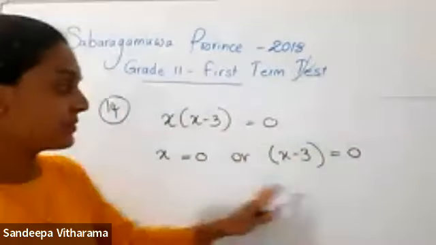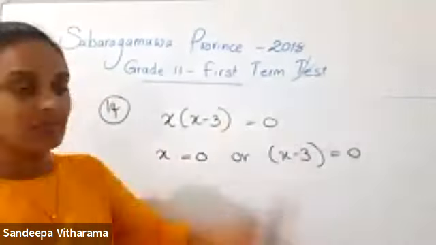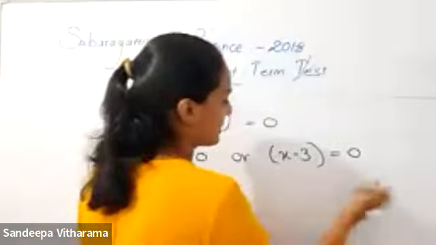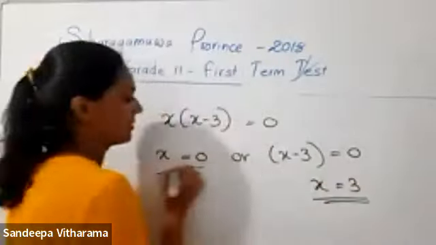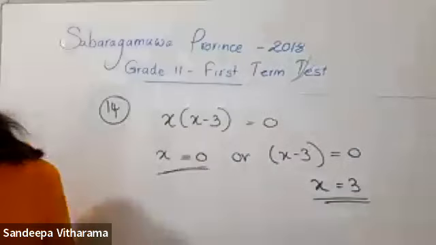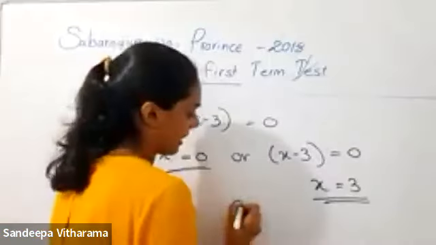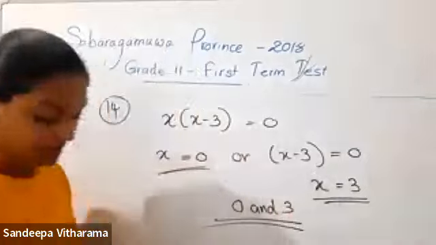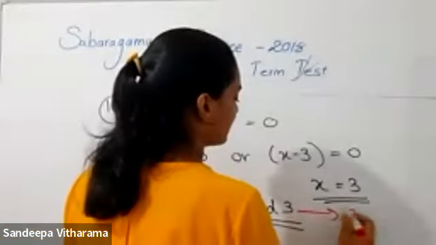If either of these happens, then the product is equal to 0. So x equals 0 or x minus 3 equals 0. That means x equals 3. Okay, you asked to find the roots. Then roots are 0 and 3. That is the answer, for 2 marks.